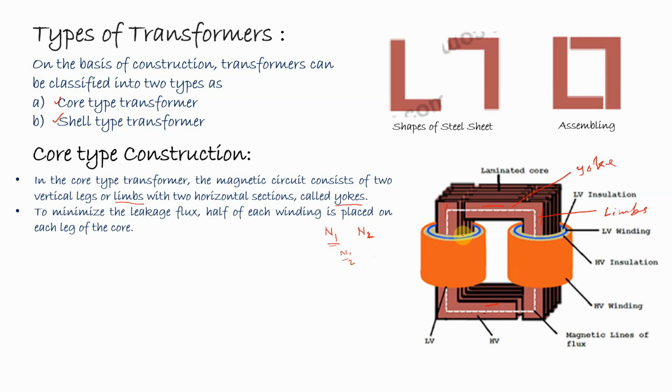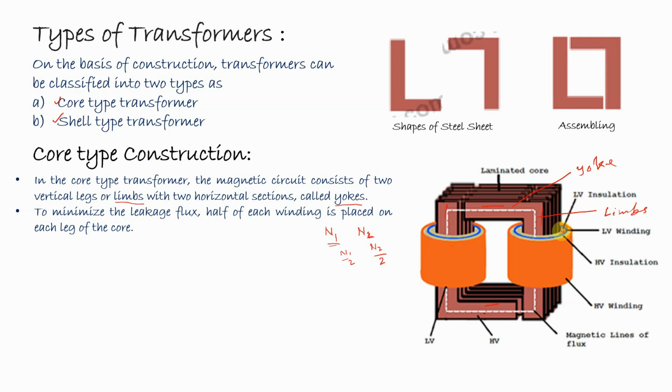Remember one thing, in core type transformers, first of all the low voltage windings are placed, and then the high voltage winding is again divided into two parts. That means the total number of turns is divided into two parts, and half of the high voltage windings are placed over the low voltage winding on each limb. So here it can be shown that this white circle is the low voltage winding.